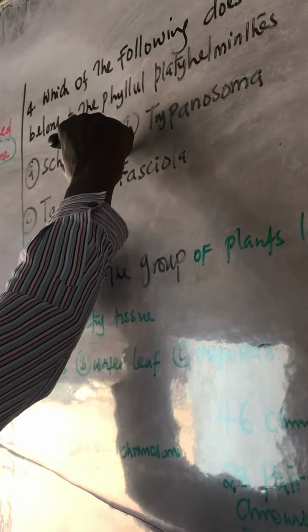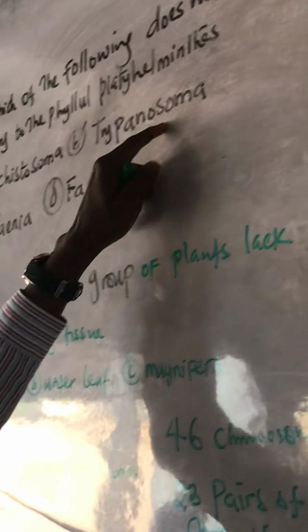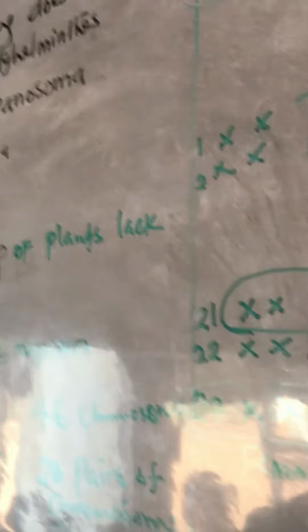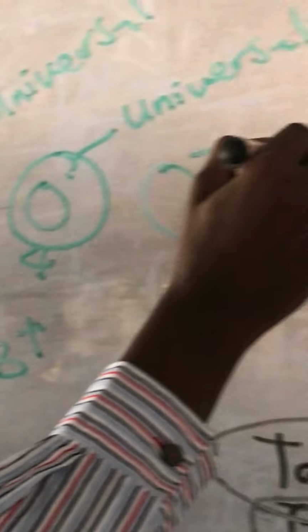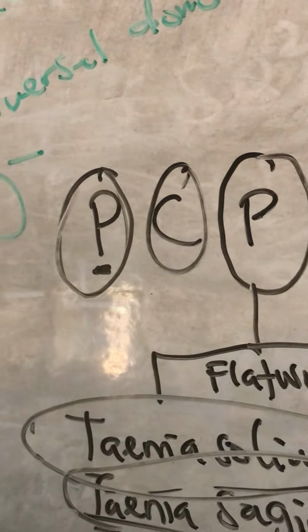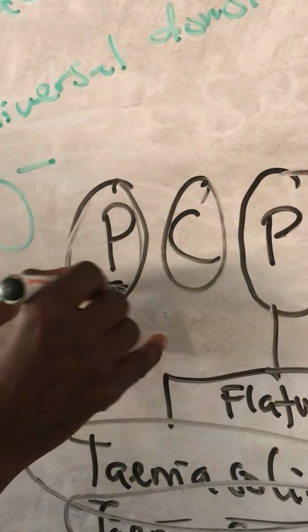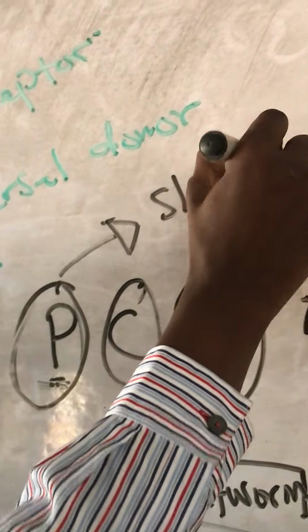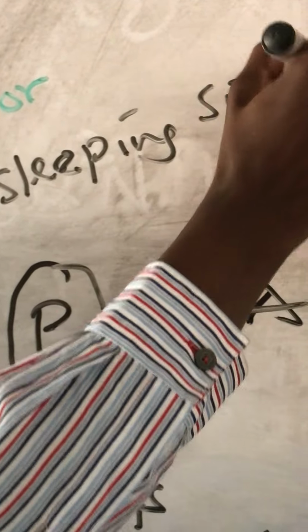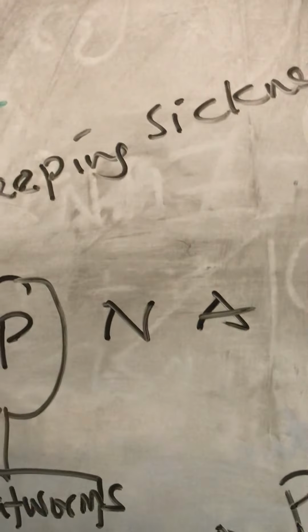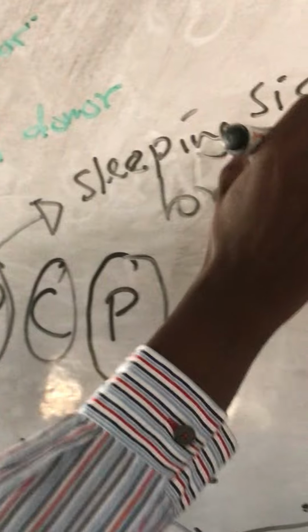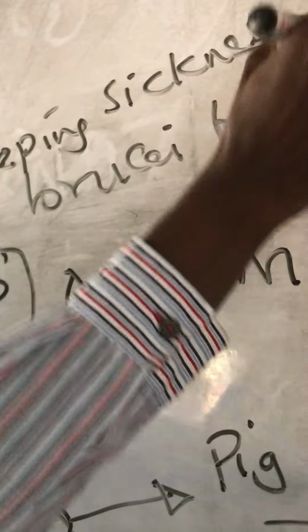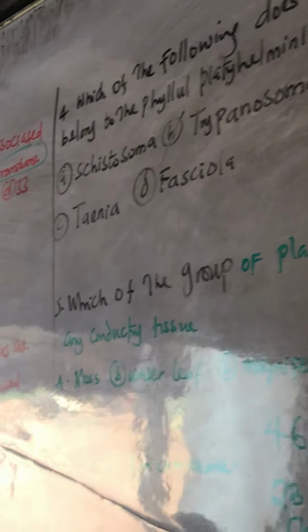Now the wrong answer there is the Trypanosoma. Where does the Trypanosoma belong? The Trypanosoma belongs to the protozoa. Now, what does this Trypanosoma cause? It's the one that causes what we know as sleeping sickness, and that sleeping sickness is due to the presence of Trypanosoma brucei. So our answer there is Trypanosoma.